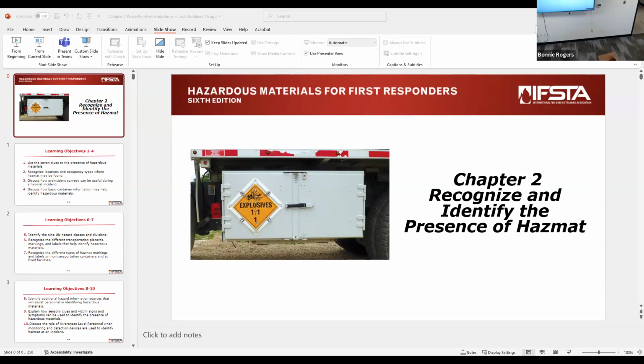All right, objective 1, 7 clues to the presence of hazardous materials. That is on page 32. If you respond to a hazardous materials incident, you want to have as much information as possible. The more information you have, the better able you are going to be to make decisions and to mitigate the incident. So take a little bit of extra time and figure out what you're dealing with.